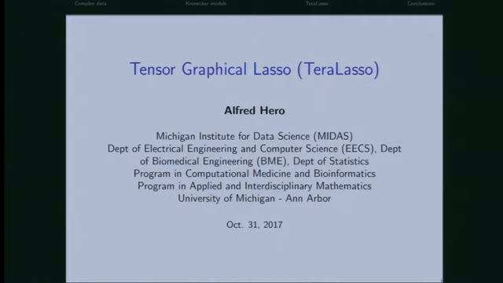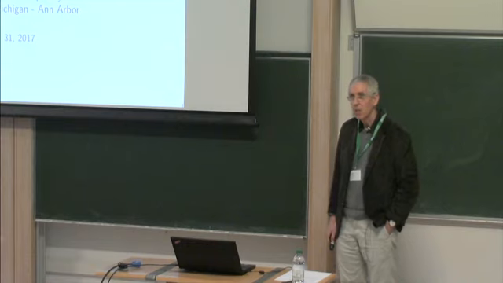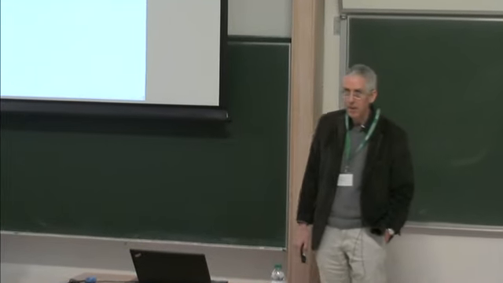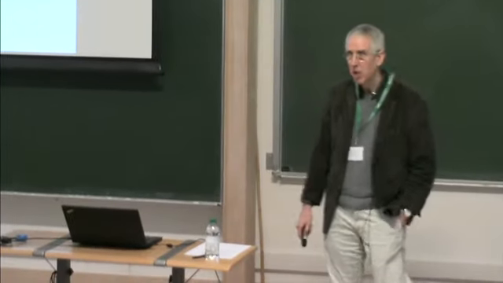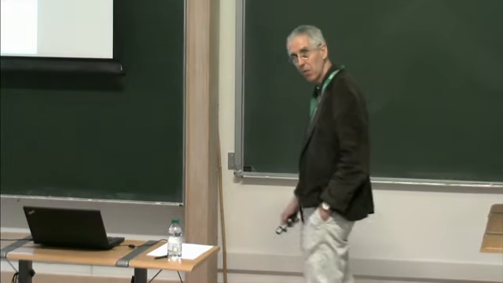Right, so I'm going to talk about the tensor graphical lasso. It's in the context of dealing with heterogeneous data. That's one of the forms in which heterogeneous data comes to us, which is heterogeneous indices, so space and time, space wavelength, gene probe index, position on the chromosome and time, and so forth.